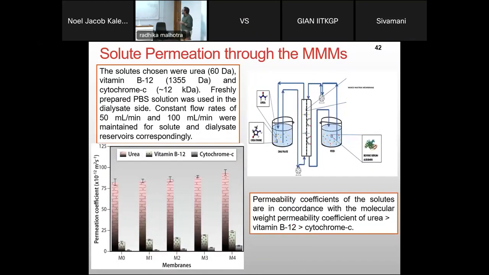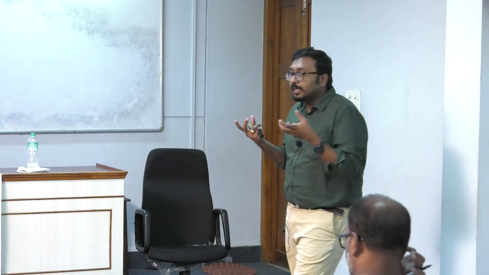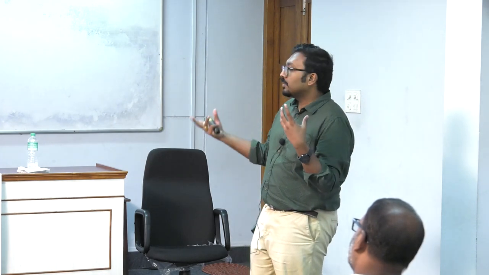Then finally, we did the solute permeation. We did it in a total recycle mode where we ran it for 2 to 3 hours, and we saw how much urea had diffused, and how much creatinine. These were done individually. The first solution had only urea, then we took a solution of only creatinine. Then we saw over 3 or 4 hours what the concentration was in the feed compartment and in the permeate compartment.